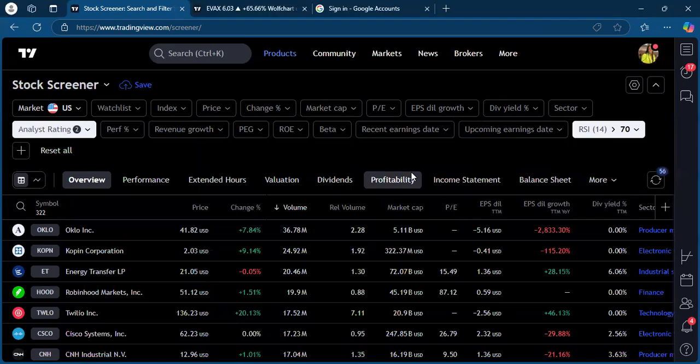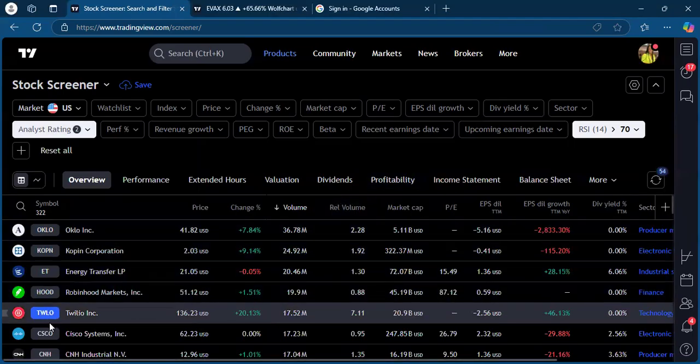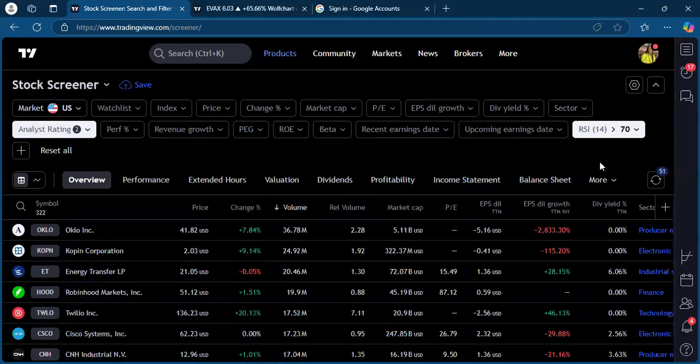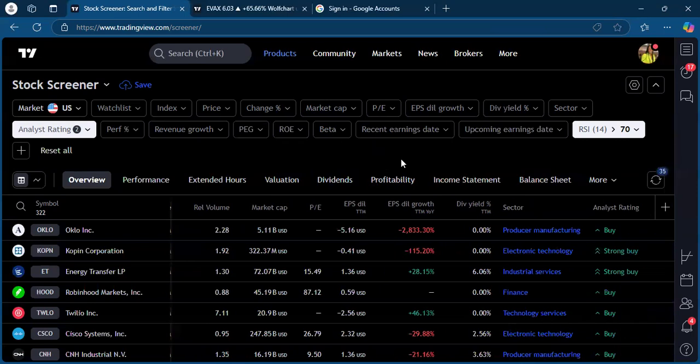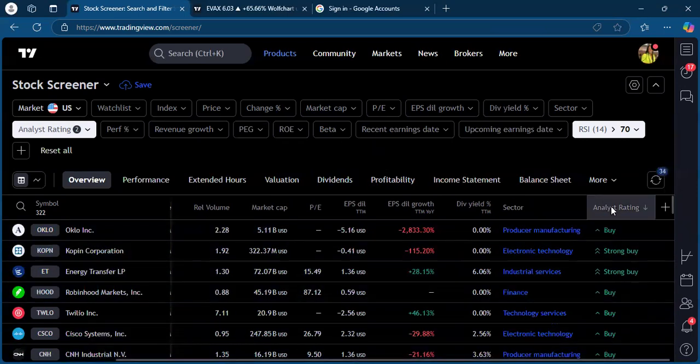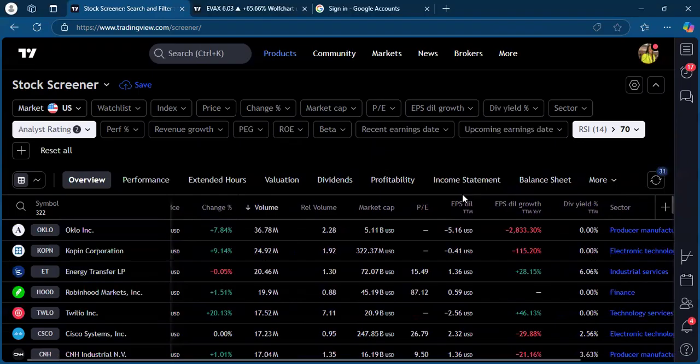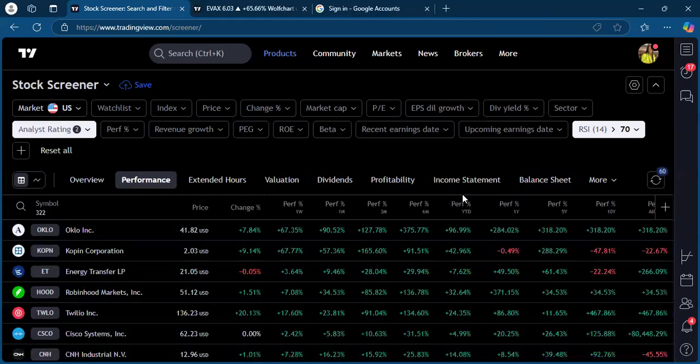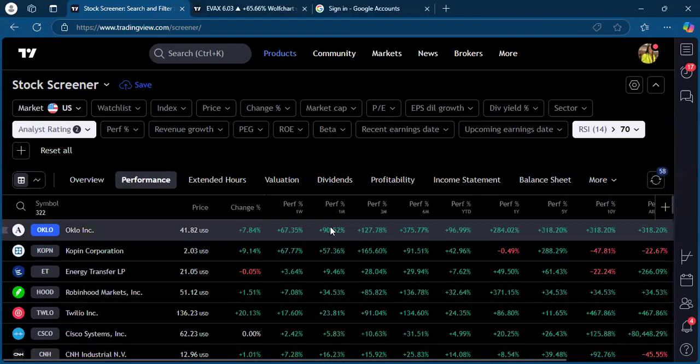And so when I do that, these would be your top stocks that pull up that have an RSI of 70 and good analyst ratings. And of course, we can do more in terms of filtering down or adding different layers to what you're looking for. But we're going to stop here for me. And so we can see sector, analyst rating, you can see all kinds of stuff. You can go to performance and see how it's performed over the week, the month, 3 month period, etc.